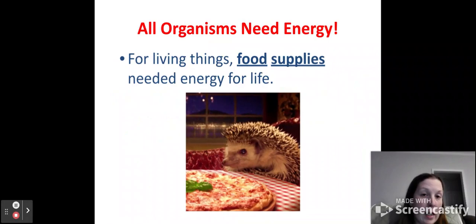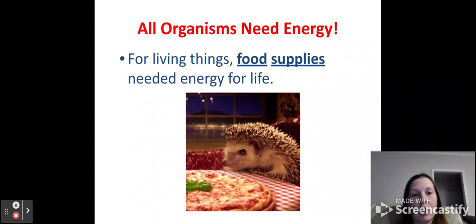Every organism needs an energy supply of whatever sort that may be. In most cases, that's going to be food. So, we're really tired. We eat some food. We get some energy. We can get moving. So we always look for food supplies to increase the amount of energy we have.